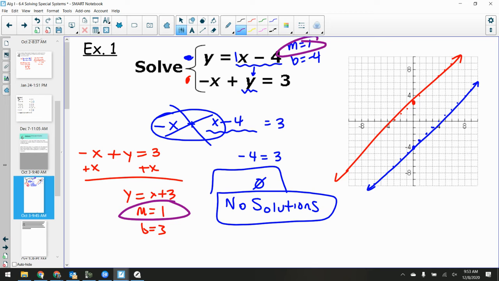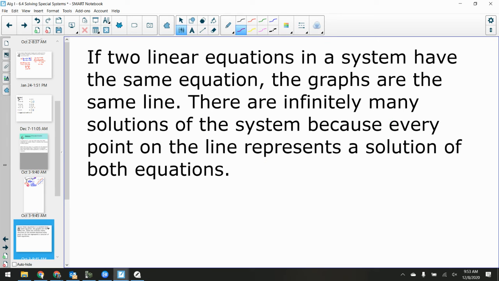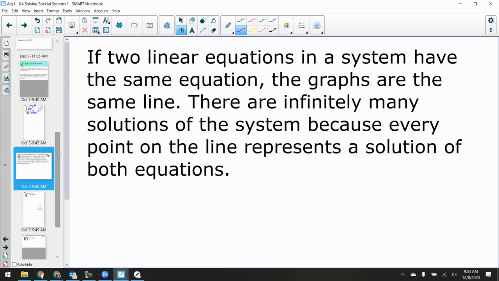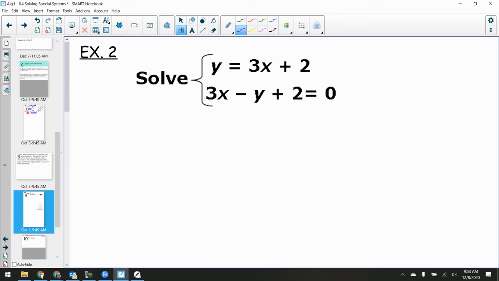Well, I guess if the slopes and the y-intercepts are the same, then it could change things. In that case, the lines may be the exact same equation. They may be called what's known as coinciding lines. You might have infinite solutions rather than no solution. So let's take a look at our next example.